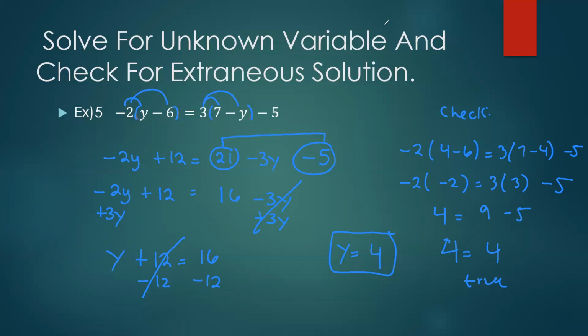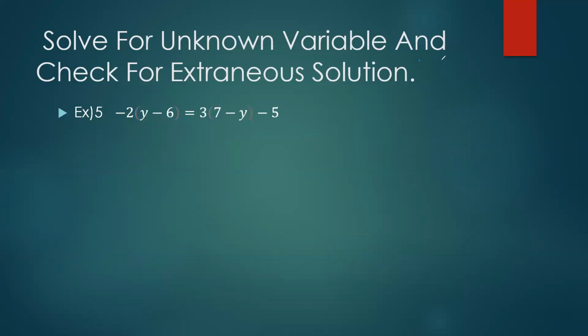Okay, I'm going to clear. Move on to the next one. Example 6, we have -12 minus 5x equals -4x plus 1.